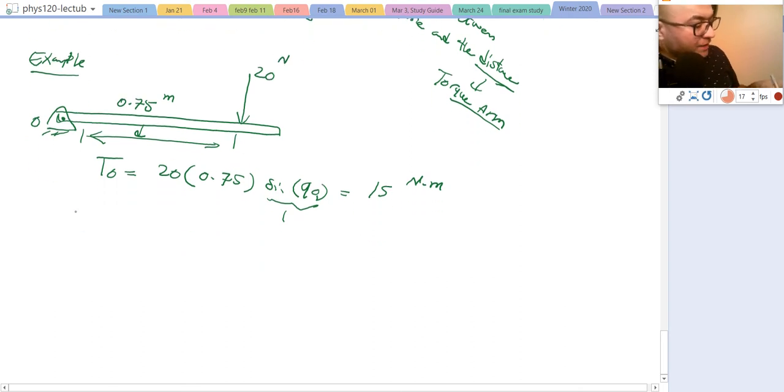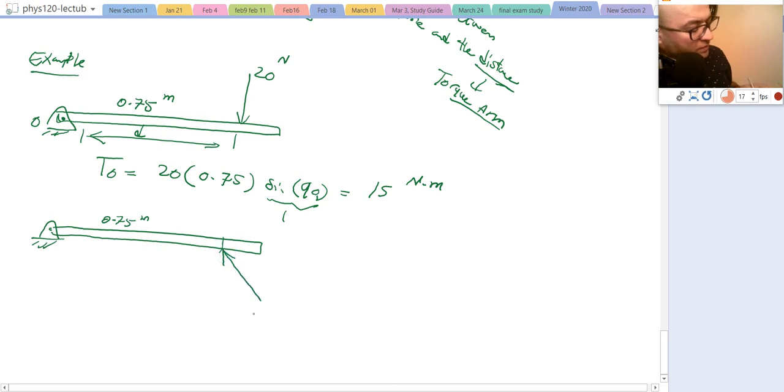In the same example, assume that the 20 is applied at an angle. Before I jump in, I'm just going to change the value of this. This is going to be 15 Newton. The angle here is 45. The rotation is clockwise, right? So beside that, you put CW. CW means clockwise. Some of you asked me, how do you know it's clockwise? Just look at the rotation, look at the pivot, how it rotates.